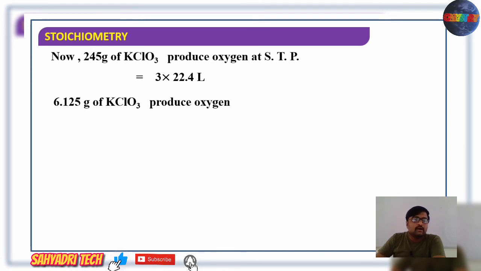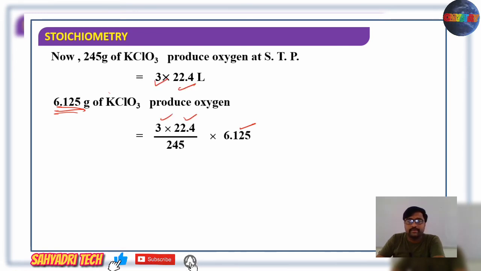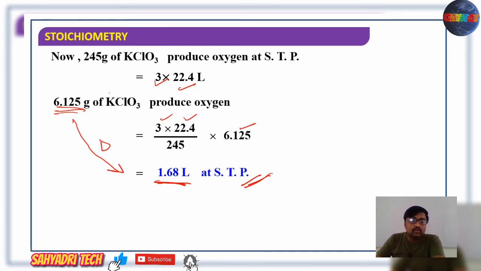Then how much KClO3 is specified? 6.125 gram of KClO3 produces how much? So by multiplication, 6.125 into 3 into 22.4 divided by 245. If we simplify it, the answer we get is 1.68 liters of oxygen at STP. It means if 6.125 gram of KClO3 is subjected to decomposition, 1.68 liters of oxygen will be liberated.